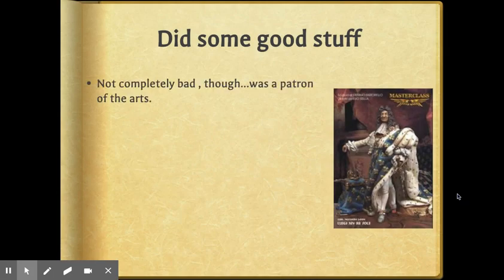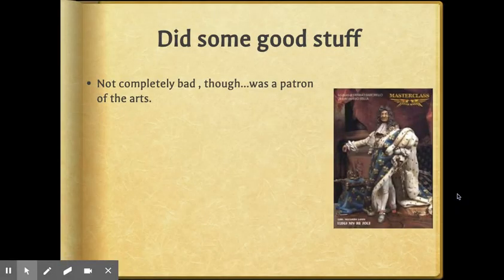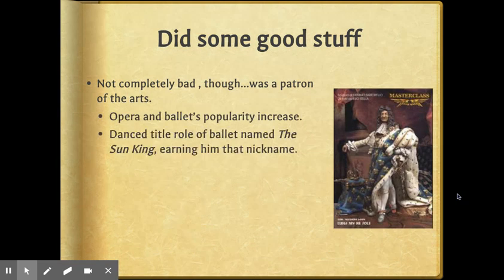But he did do some good stuff despite that. He was a huge patron of the arts, so even though many artists were leaving the country, those who stayed behind, he paid a lot of money for. He himself was an opera singer and a ballet dancer. At one point, he danced in a ballet called The Sun King that was about him. And so then people just started calling him the Sun King. So if you ever hear of the Sun King, this is who they're talking about.